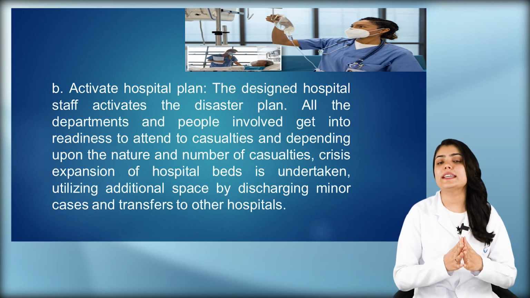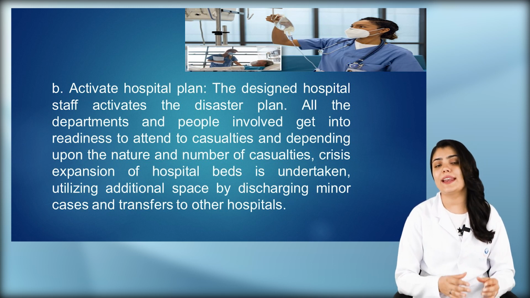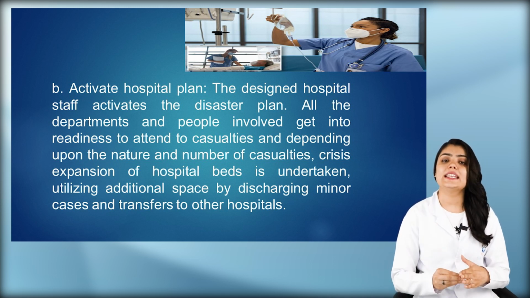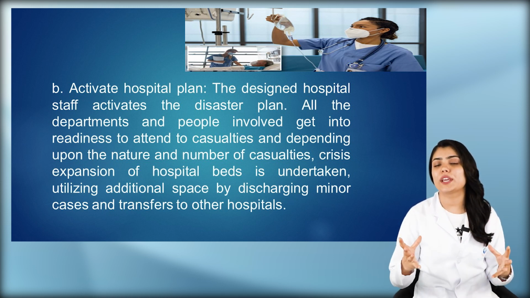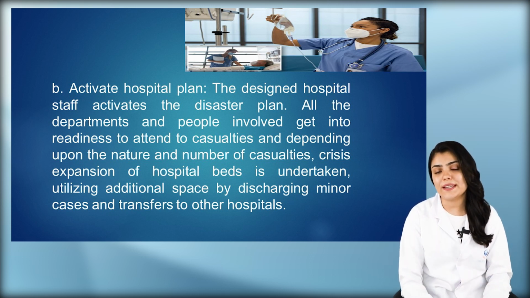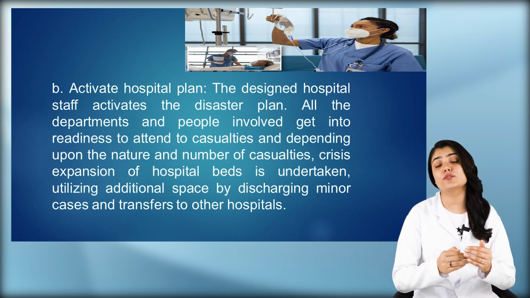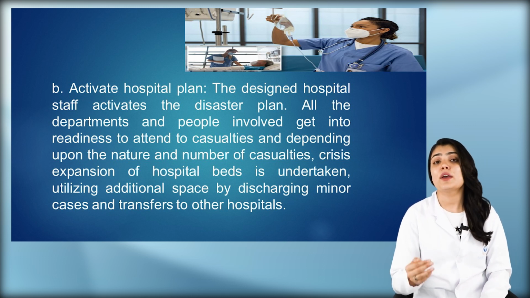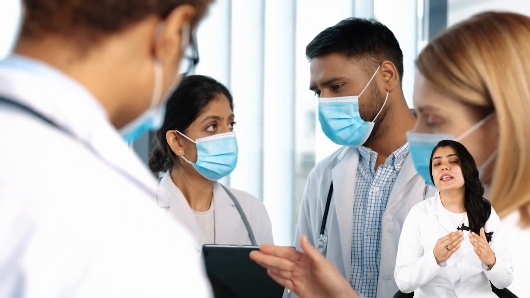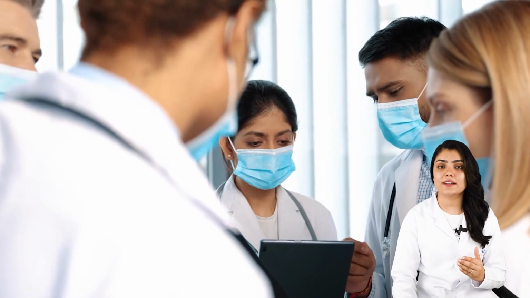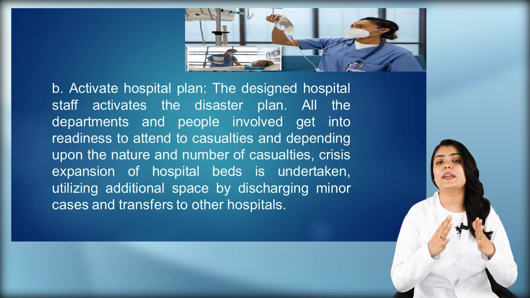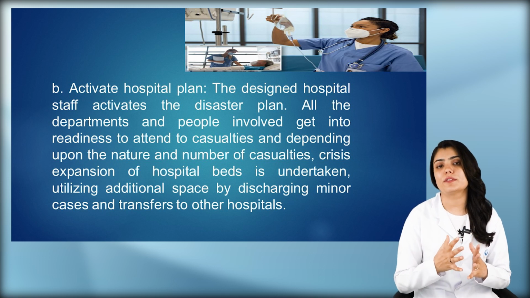The second thing that is done in the chronological action plan is to activate the hospital plan. As we have seen, every hospital will have its own action plan, and immediately after the code is received, they initiate the action plan. While the action plan is being initiated, all the employees gather at the place where they can receive the casualties. They also predict the number of casualties that can be seen, and once they estimate the number, they discharge the patients with minor cases in order to ensure that there will be enough space to attend to the victims of the disaster.